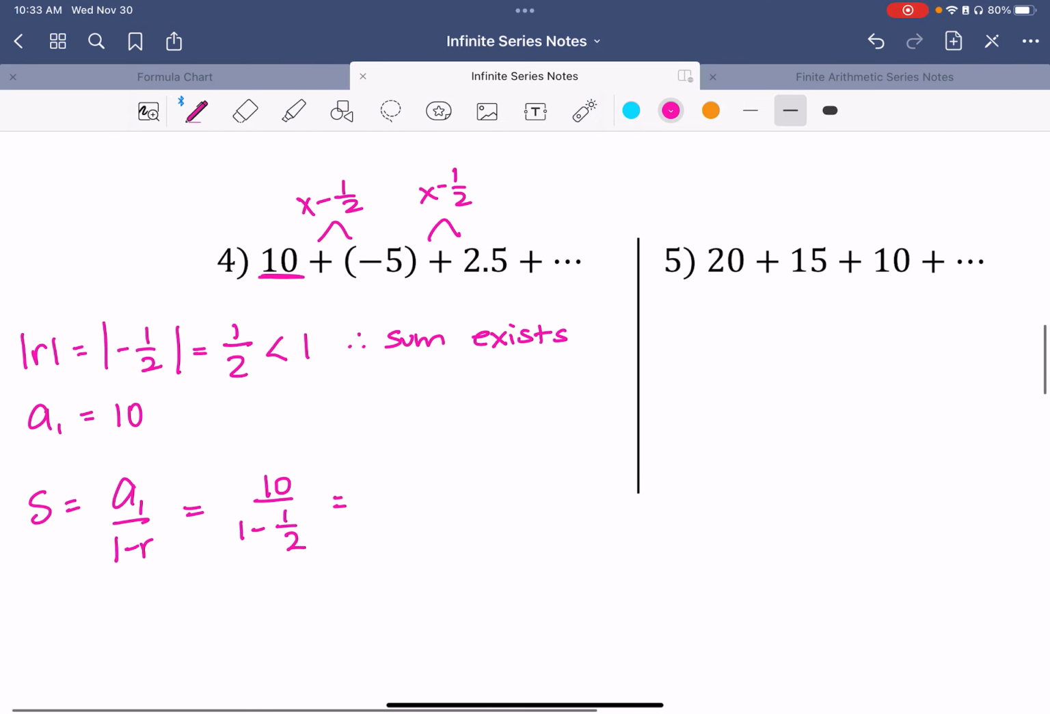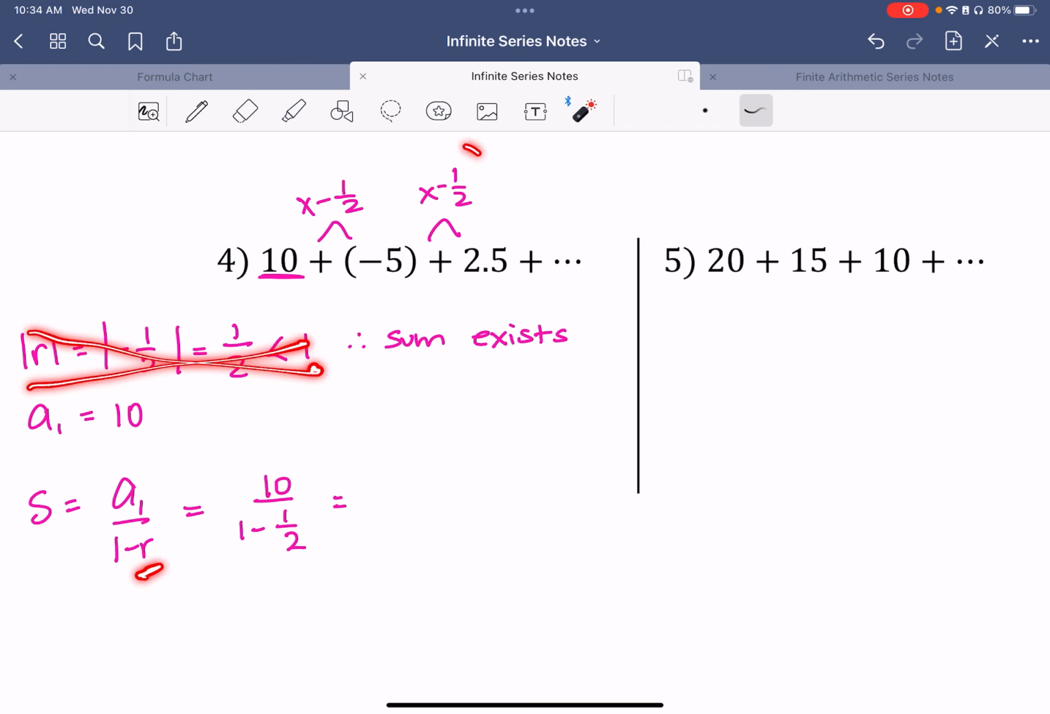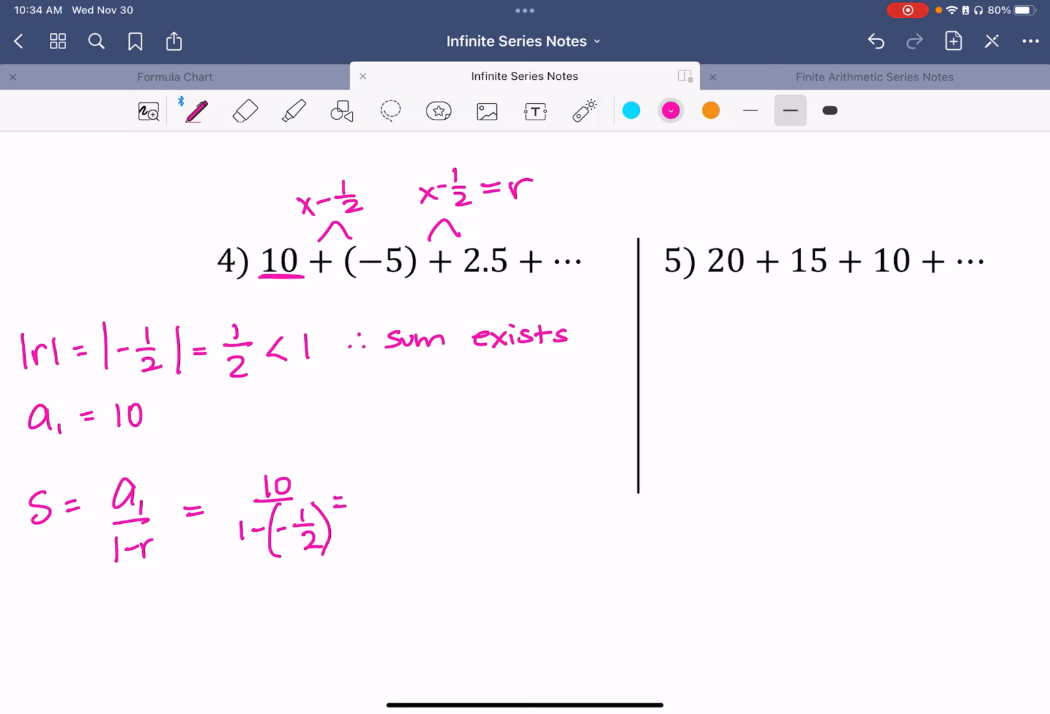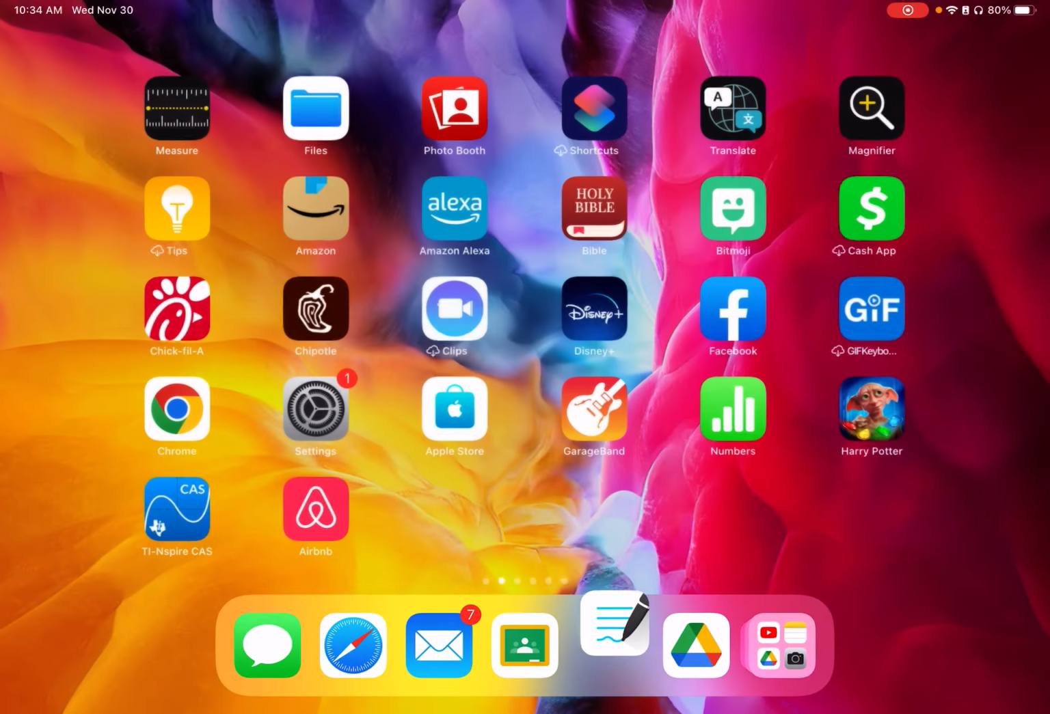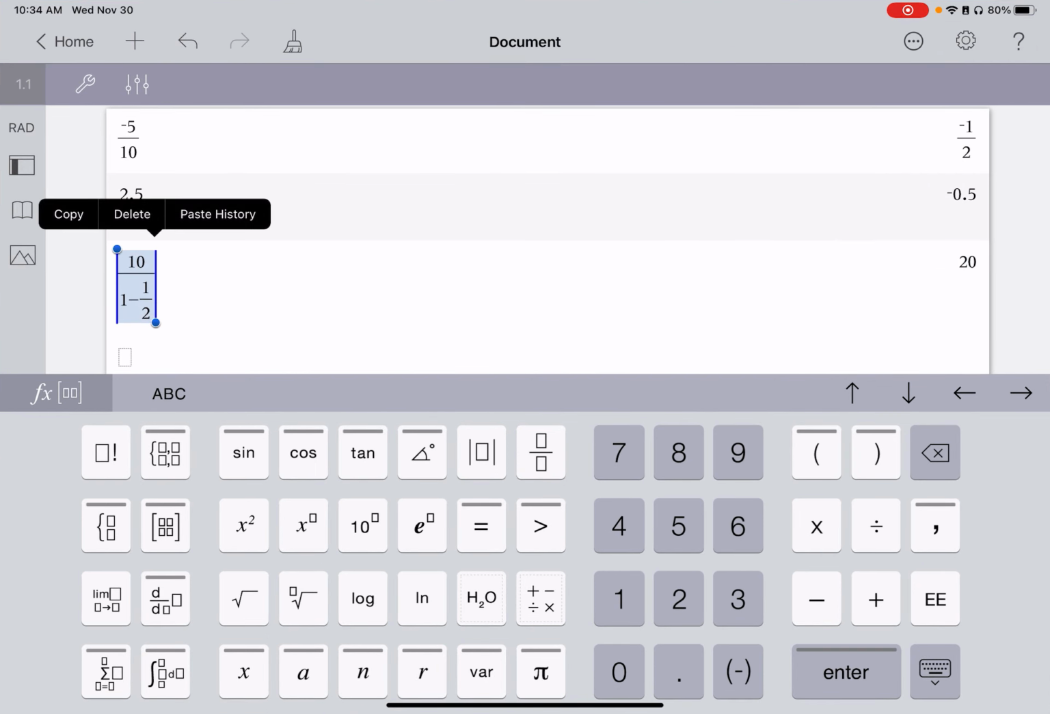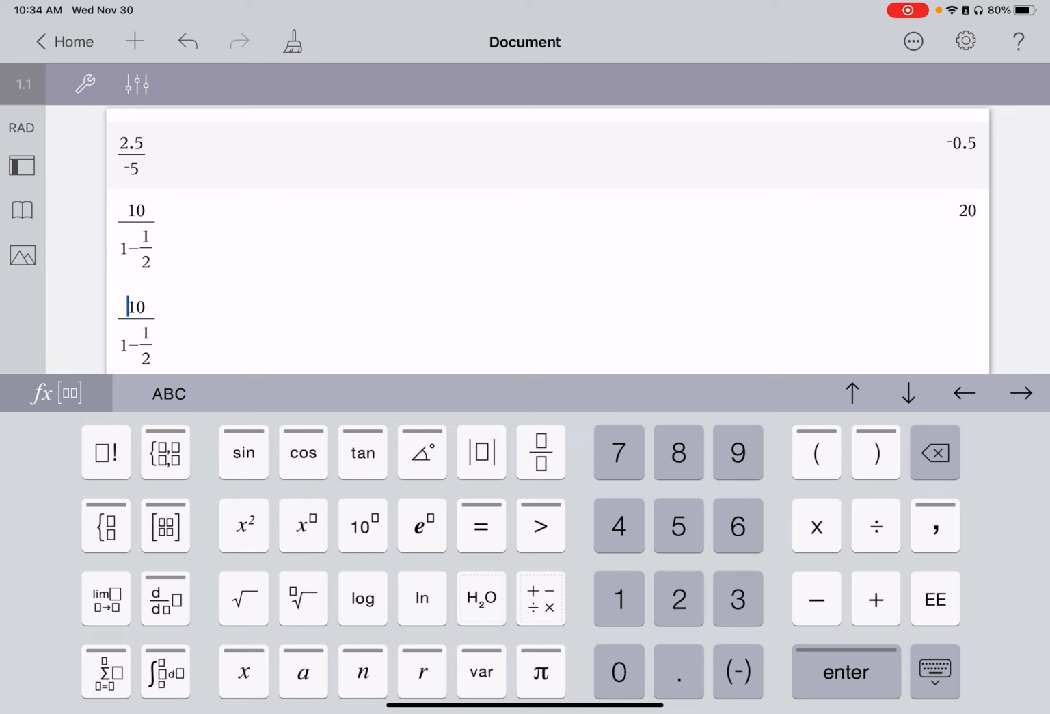I did what all the students do all the time. Whoops. You have to use your ratio before you take the absolute value of it. I put this +1/2 in there, but you don't use the absolute value of r in this formula, you use this one. So this is r. It's going to be minus -1/2 because the ratio was -1/2. So 1 minus the ratio, 1 minus -1/2. There we go. So the answer is 20 over 3.